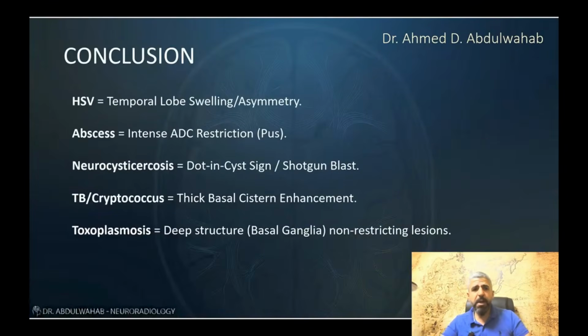So in conclusion, remember, herpes simplex virus involves temporal lobe swelling and asymmetry, while abscess has intense diffusion restriction because of pus. Neurocysticercosis: dot in the cyst sign, and a shotgun blast. It's multiple, a lot. TB and cryptococcosis: thick basal cisternal enhancement. And toxoplasmosis involves the basal ganglia and the deep structures and shows non-restricting lesions.